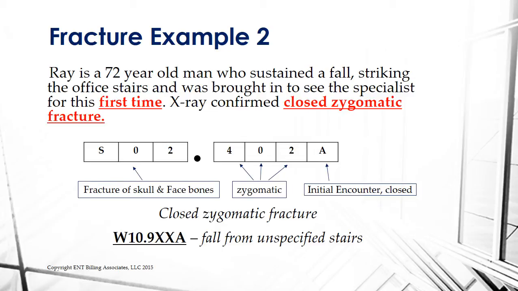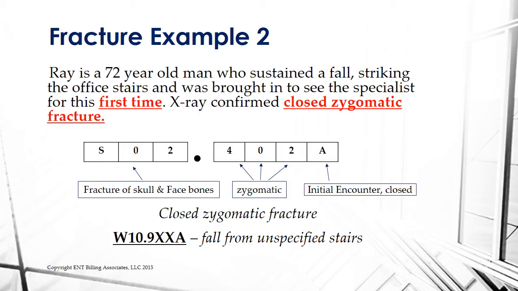So as there are a lot of fracture code possibilities, we have added in another fracture example. In this example, Ray is a 72-year-old man who sustained a fall striking the office stairs, and he was brought in to see the specialist for the first time. His x-ray confirmed closed zygomatic fracture. Again, this documentation covers the anatomic site, denoted by the x-rays as the zygomatic bones. It also covers the classification, so we know it's closed, and it tells us the encounter status. So by first time, we can see that it's an initial visit.